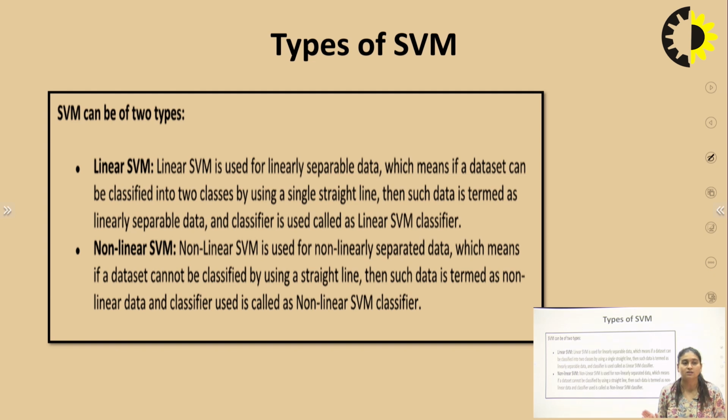Non-linear SVM is for non-linearly separable data, which means if the data set cannot be classified by using a straight line, then such data is termed non-linear data, and the classifier used is known as non-linear SVM classifier.